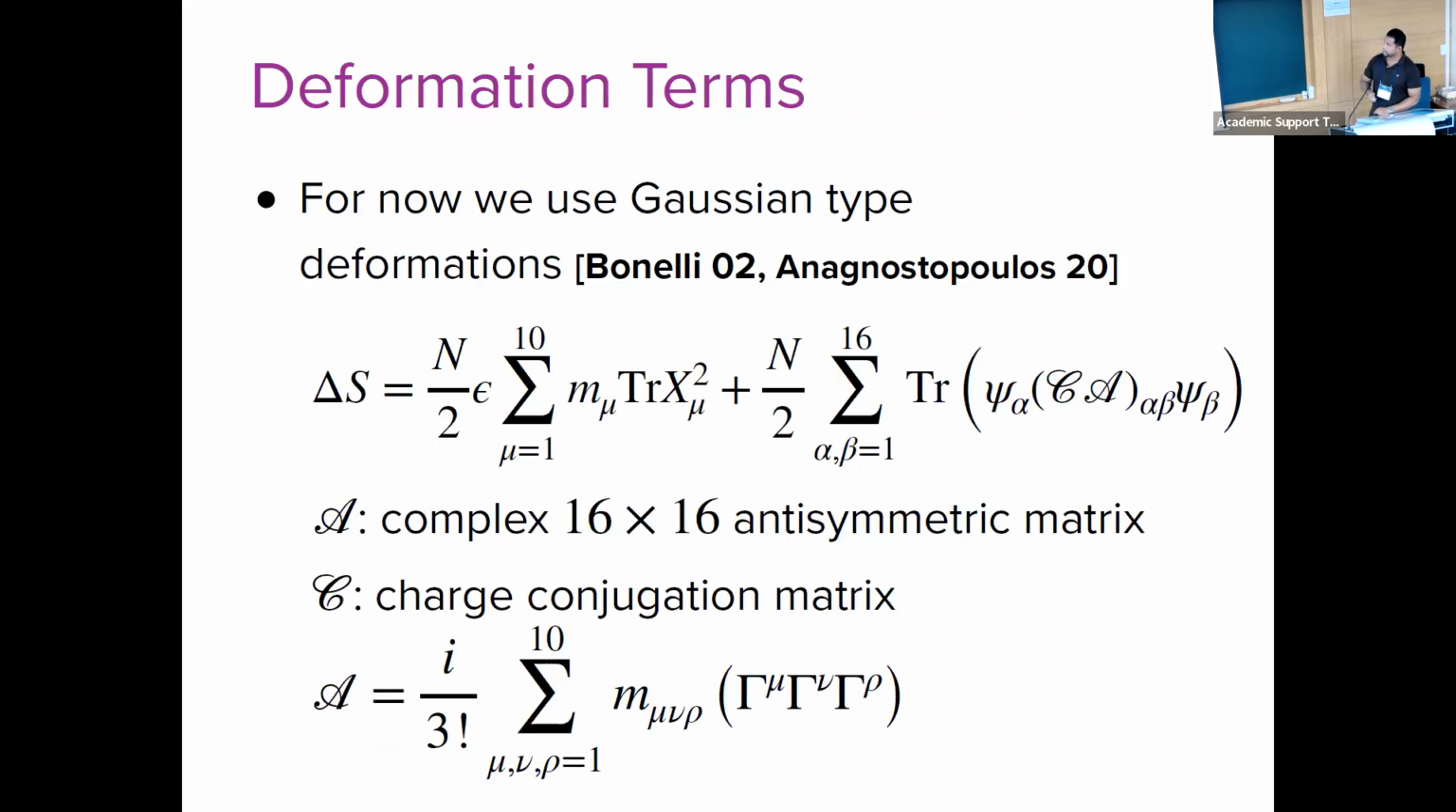Now, in our simulations, similar to what these authors did in their 2020 paper, and also inspired by this work, we use Gaussian type deformations. We just remove the Myers term. So this is not supersymmetric: if you remove the Myers term, it is not supersymmetric. So these are the structures.